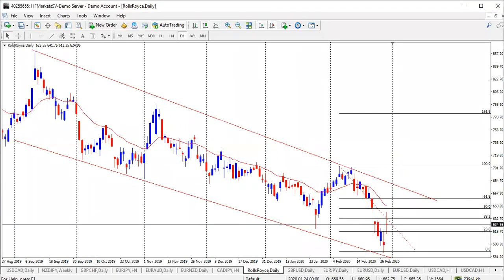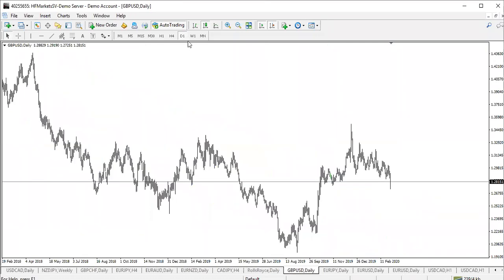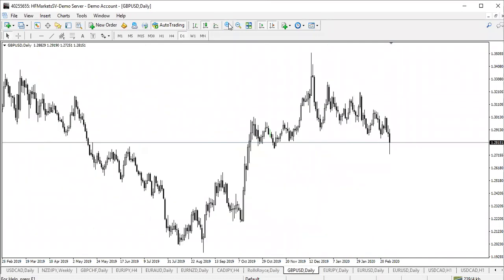As you can see, we are likely to see that happen. But let's look for something else.